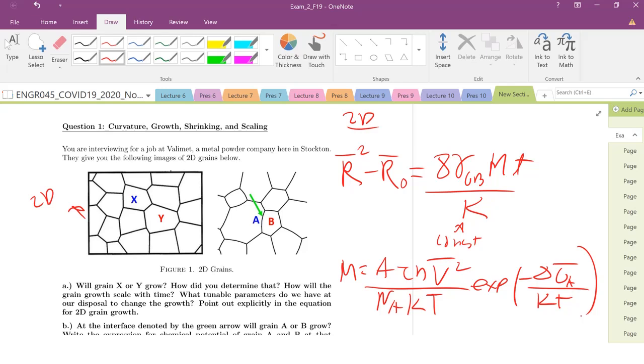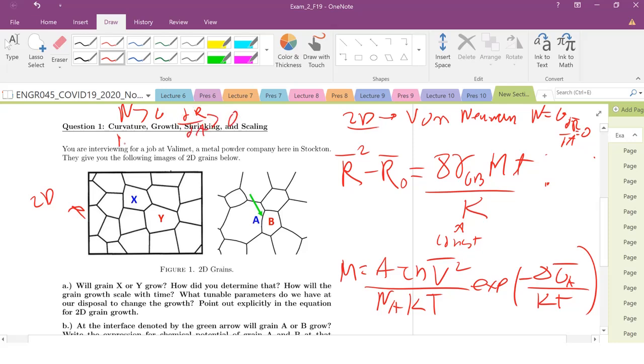So let's leave this alone for a second, but let's answer this first question. For 2D grain growth, how do we know whether a grain will shrink or grow? Well, for 2D grain growth, we're going to use the von Neumann n equals 6 principle. So if n equals 6, our dR/dt is equal to 0. If n is greater than 6, we are going to grow, so our dR/dt is greater than 0. If n is less than 6, our dR bar/dt is going to be less than 0. Sorry for this messy handwriting, but again, you all know this rule now by heart.